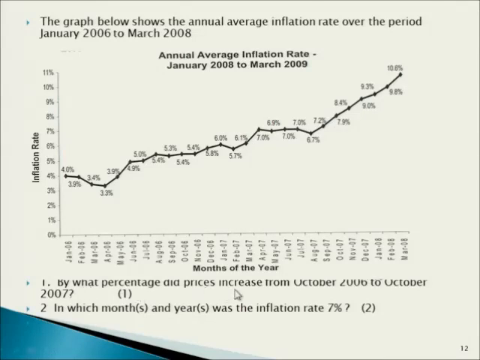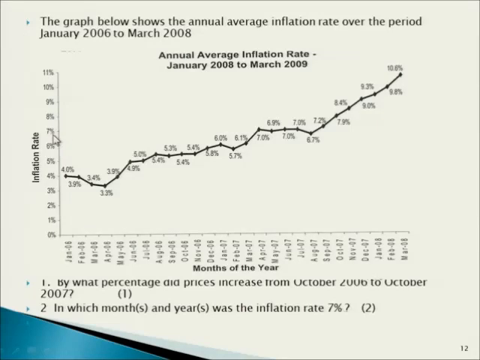So by what percentage did it increase? From 5,4% to 8,4%, and that will give you 7,9%, not 8,4, 7,9%, and that gives you 7,9% minus the 5,4%, and that gives you a difference of 2,5%. Another possible question, in which months and years was the inflation rate 7%?